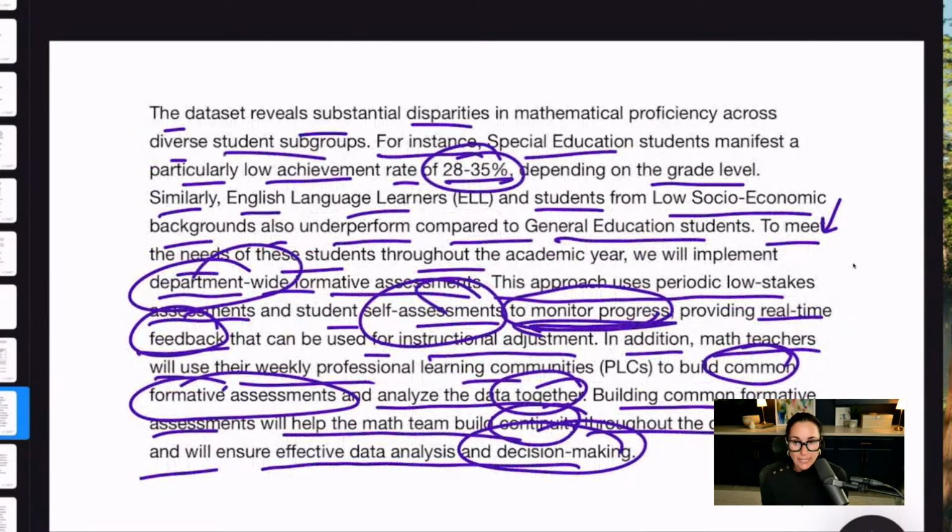Sometimes I even use headings. You'll notice in my book, if you have my study guide, that I'll have a heading on top of each paragraph. Do it. That is another signal, okay?